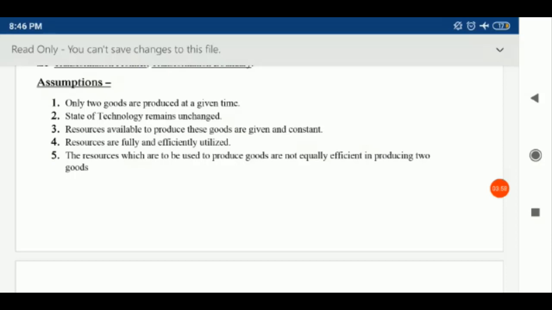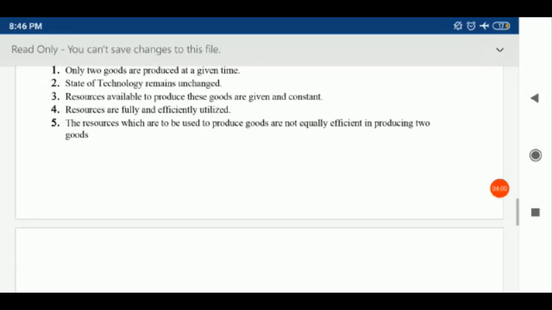Fourth assumption is that resources are fully and efficiently utilized. It means there is no wastage of resources. Okay. Next is that the resources which are to be used to produce goods are not equally efficient in producing two goods. What does it mean? This is a little bit tricky.